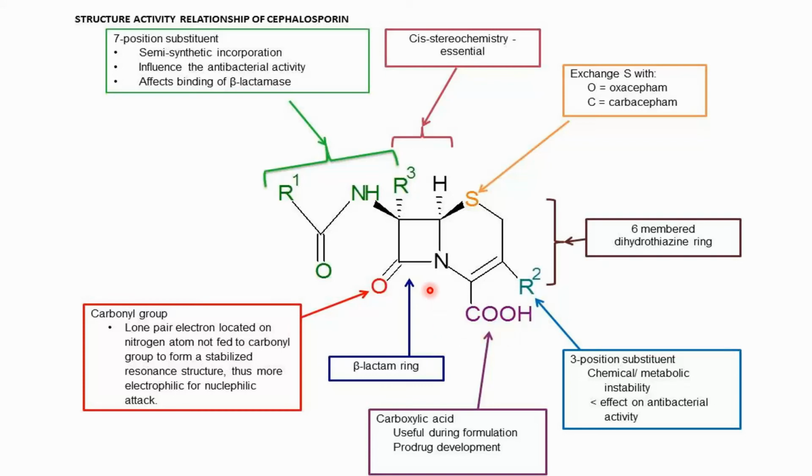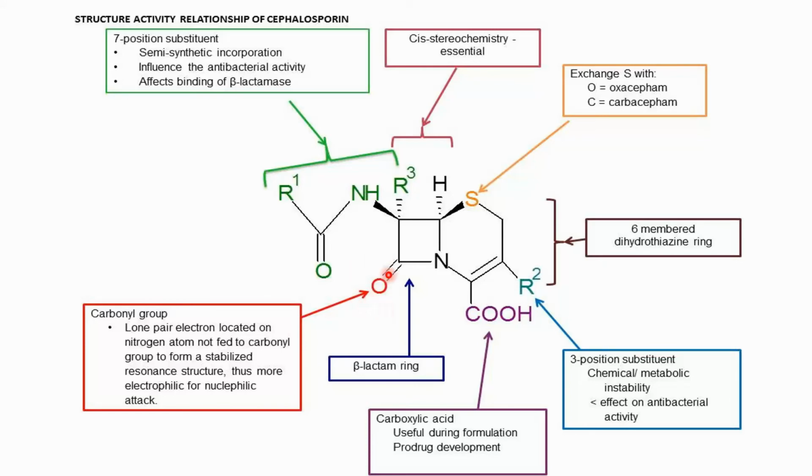And this is the beta-lactam ring. It is also one of the important factors which produce the antibacterial activity. And this is the carbonyl group. This carbonyl group is very important. So here you can see the lone pair of electrons located on the nitrogen atom is not fed to the carbonyl group to form a stabilized resonance structure. So here it is more prone to electrophilic and nucleophilic attack.